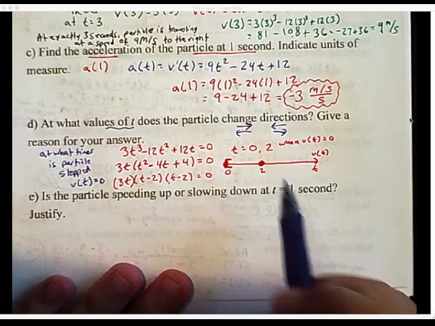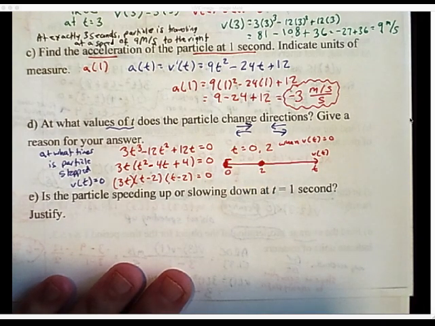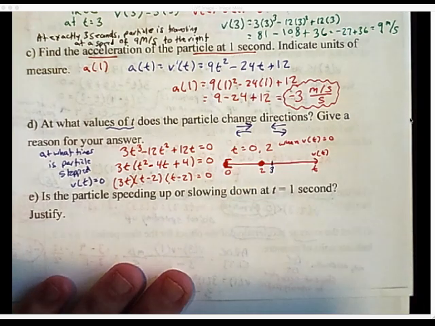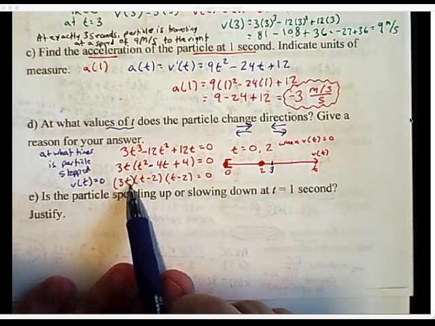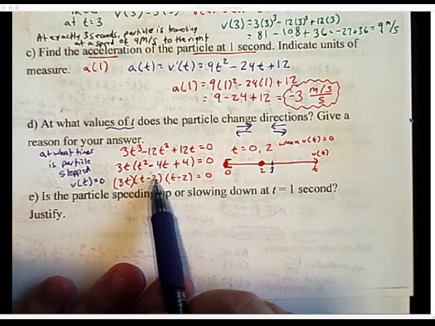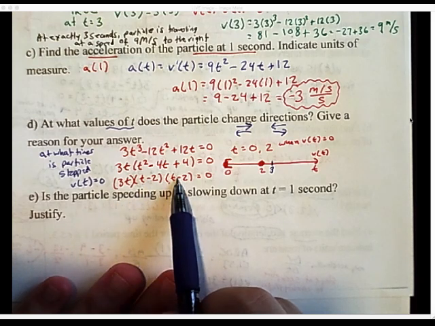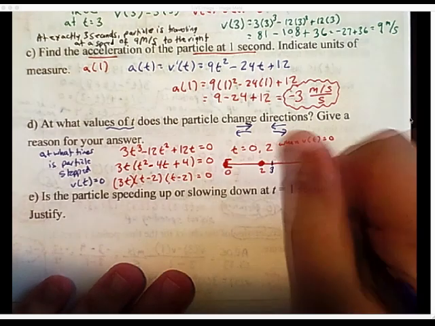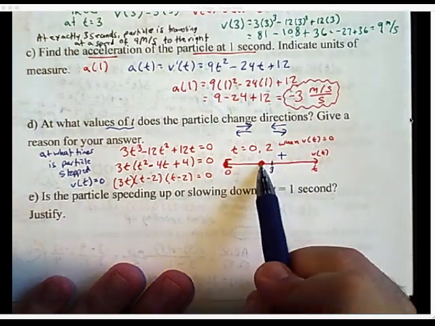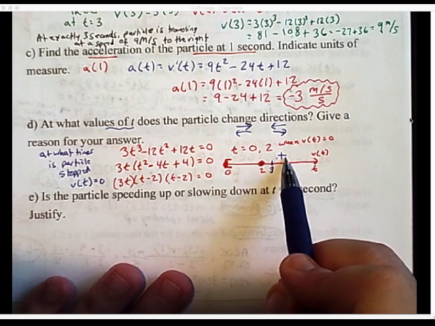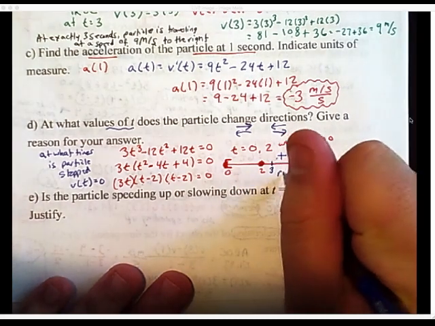Okay, so pick a number bigger than 2, maybe like 3. If I put 3 in here, 3 times 3, that would be a positive. 3 minus 2, that would be a positive. Another 3 minus 2, that's another positive. So positive times positive times positive, that's a positive. So from 2 to infinity, the object has positive velocity, which means it's traveling to the right.